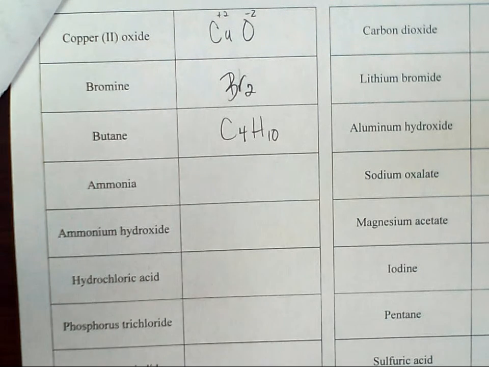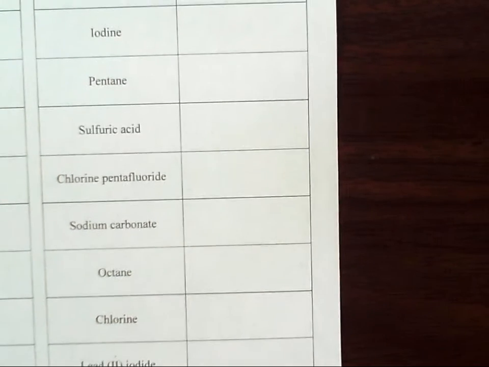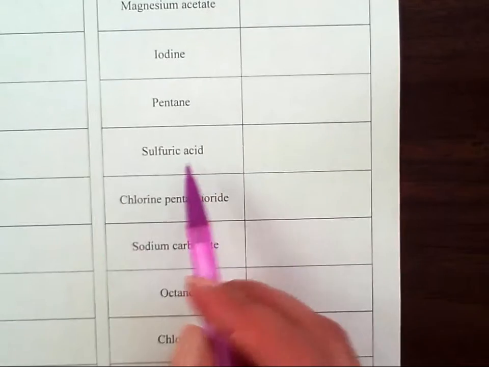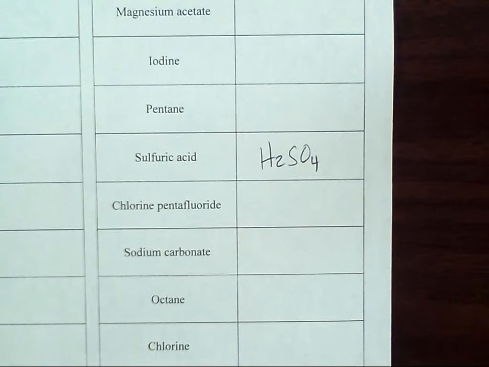Okay, you should memorize ammonia at this point. There's a few that you will see time and time again. There's ammonia, there's hydrochloric acid. You should know sulfuric acid. These are common acids that you should know at this point. So sulfuric acid, we have H2SO4. Make sure you memorize that.